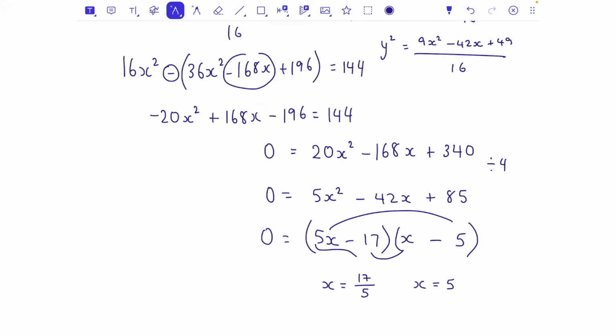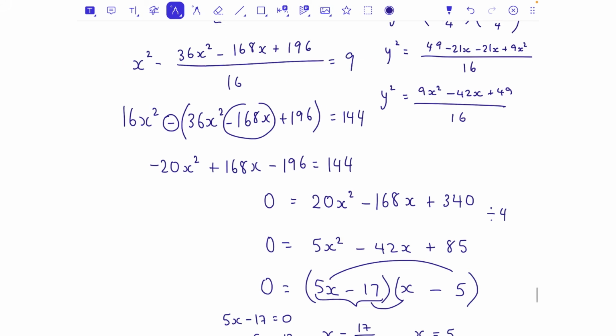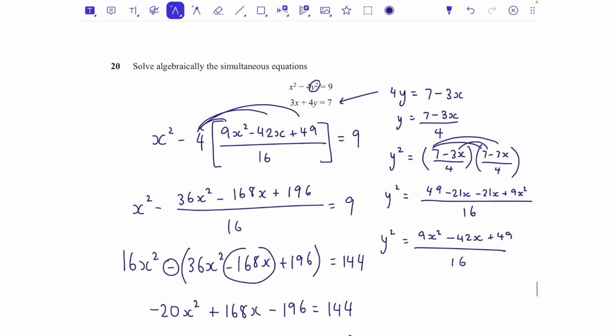Remember, you're trying to make the bracket equal 0. So 5x minus 17 equals 0 means that 5x equals 17 and x equals 17 over 5. That's how I've got that value there. Once you've got both of your x solutions, you're going to substitute them back in. And I'm actually going to use this formula here. That's the easiest way to get y. y is 7 take away 3 lots of x, all divided by 4. And I'm going to use my calculator.